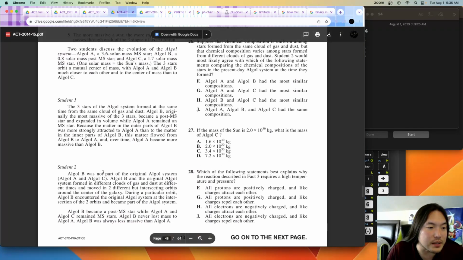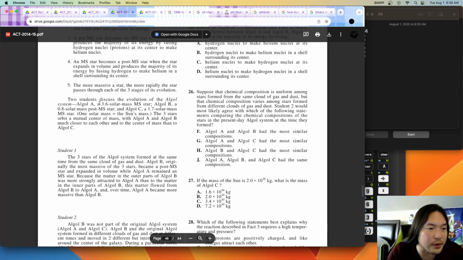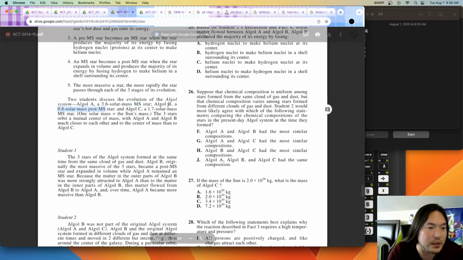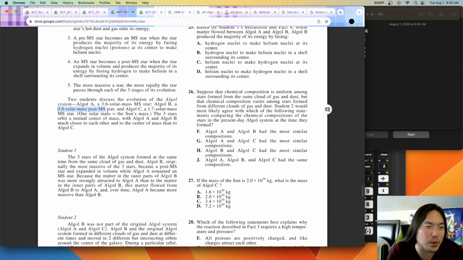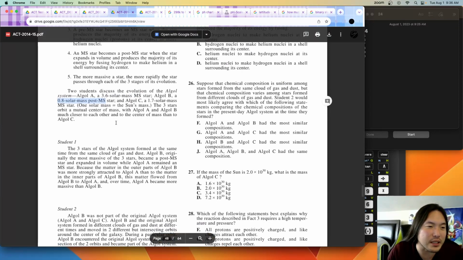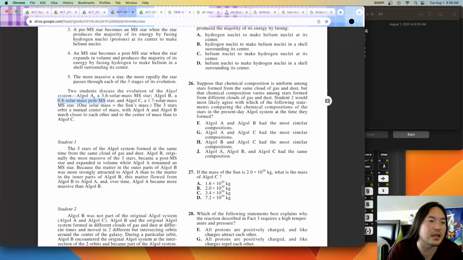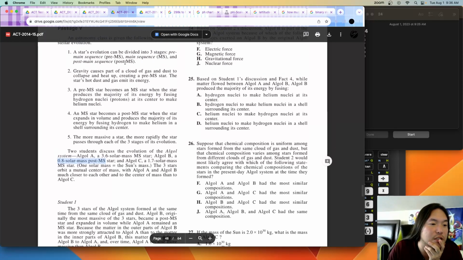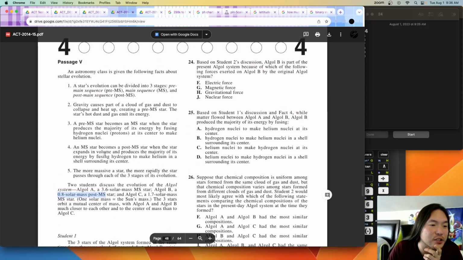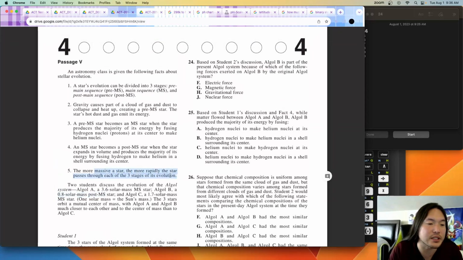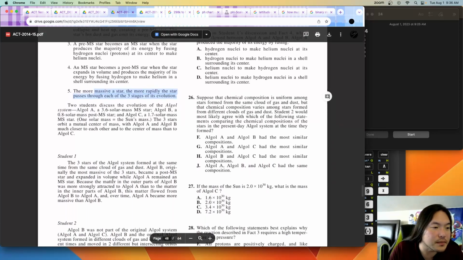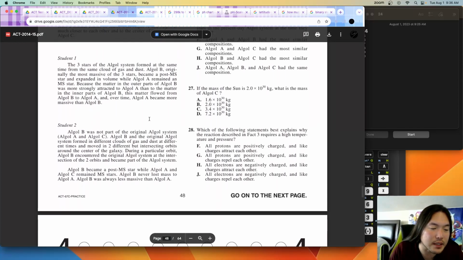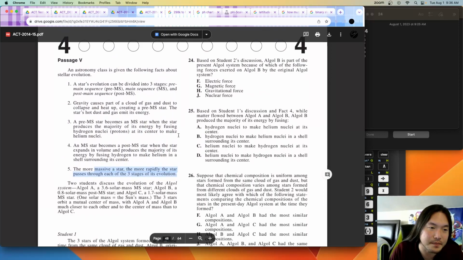And the other important part is Algol A is MS, Algol B is post-MS. So the natural assumption is that B is older than A, but student 1 is saying no, they're the same age. B used to be really big, and then the mass transferred. And the other thing that's very important is that they told you this, right? The larger the star, the more rapidly it passes through the stages of evolution. Definitely, student 1's description is possible. Actually, I like this one. Both of these hypotheses actually make sense to me, which is super rare in the ACT.